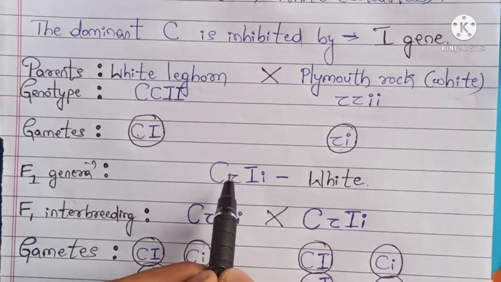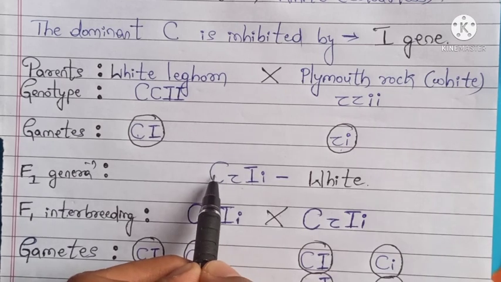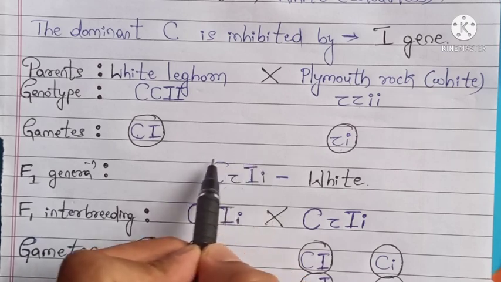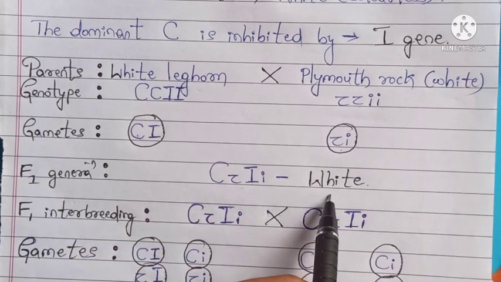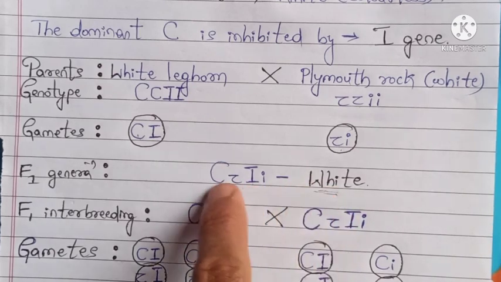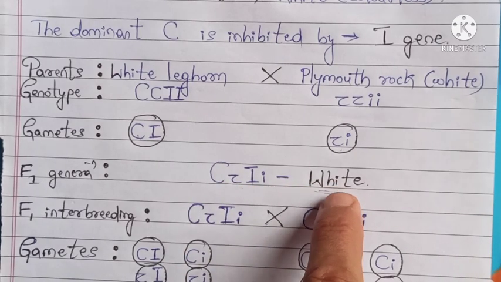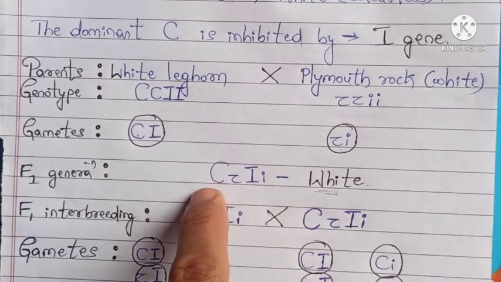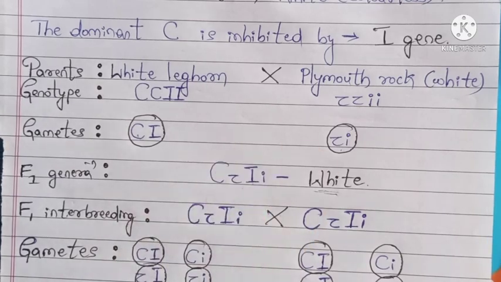When the I gene is present in dominant condition, the C gene is not expressed due to dominant epistasis, therefore the color is white. Why is it not colored? Because of the presence of this dominant I gene, which is masking the expression of the C gene.